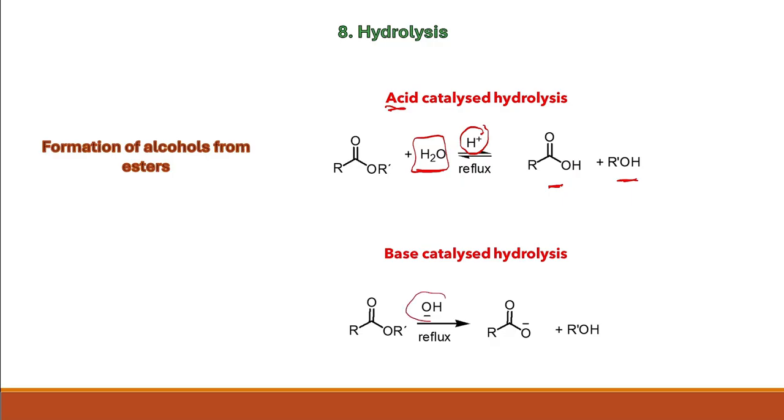In this case, you're going to use a base, an OH minus, like sodium hydroxide or potassium hydroxide, and reflux with the base. That will give you the salt of the carboxylic acid and the alcohol. If it's acid catalyzed, that will give you the carboxylic acid and the alcohol. But if it's base catalyzed, that will give you the salt of the carboxylic acid. So if you use sodium hydroxide and an ethanoic acid ester, it's going to be sodium ethanoate and the alcohol.